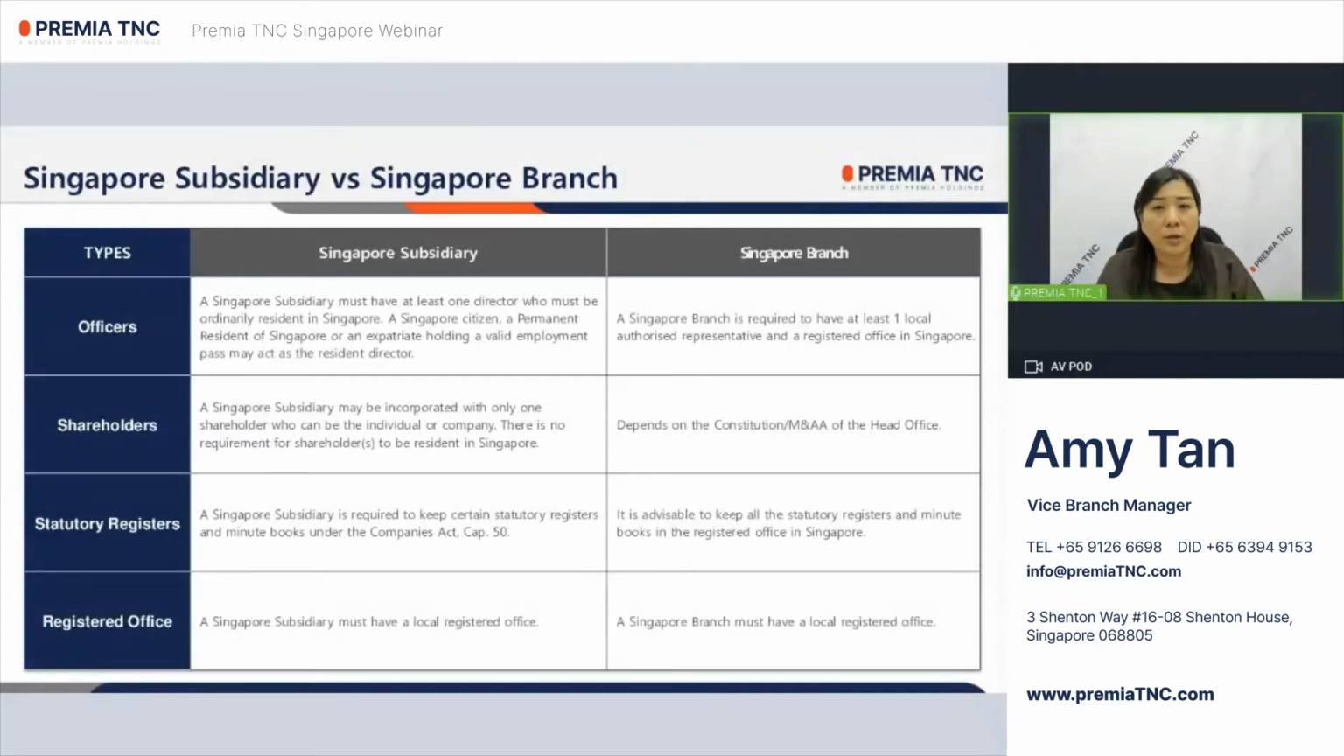For Singapore branch, it is advisable to keep all the statutory registers and minutes books in the registered office in Singapore. The last item under this table is registered office. A Singapore subsidiary and Singapore branch both must have a local registered office.